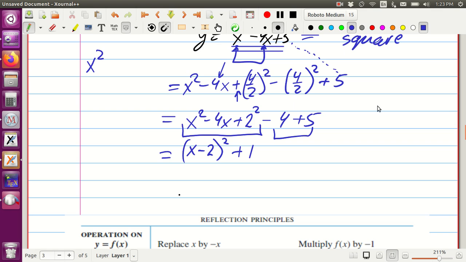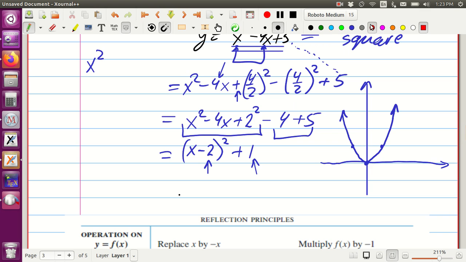So what does it mean for us? We're going to start with the x squared graph. Then we're going to take it and move it 2 units to the right, and then we're going to shift it up 1 unit. So let's do this. Right, this is our x squared graph.